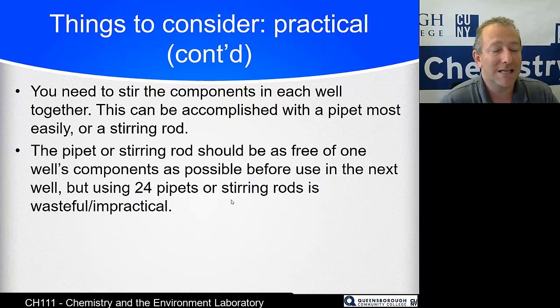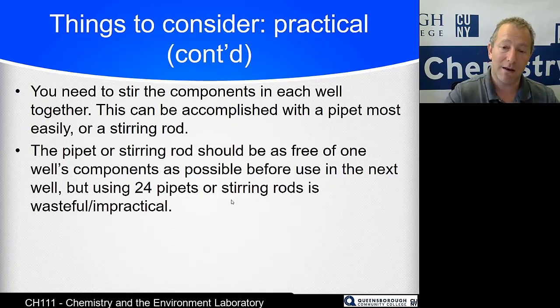Something else to consider practically, again, you need to stir each component. You can do that with a stirring rod, clean it off, stir each of the 24 little wells, or you can use a pipette and suck the liquid in and out of the pipette in each well. Just make sure that you blow it out of the pipette as much as possible before you move on to the next one. You're not going to use 24 pipettes or stirring rods. Just make sure it's as clean as possible before you move to the next one. But don't go crazy. Don't make this lab take 1,000,000 years while you clean off the pipette and run it over to the sink and use soap and water each time. That's not necessary. Just rinse it off.